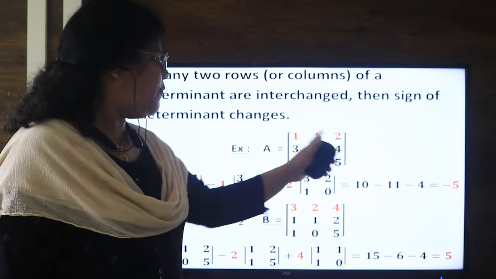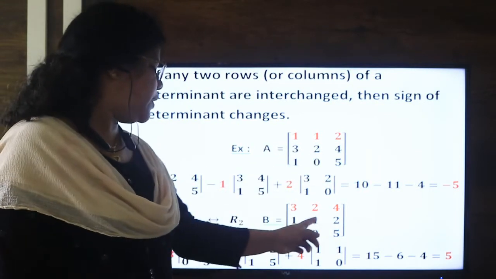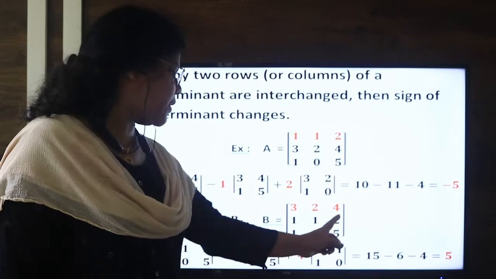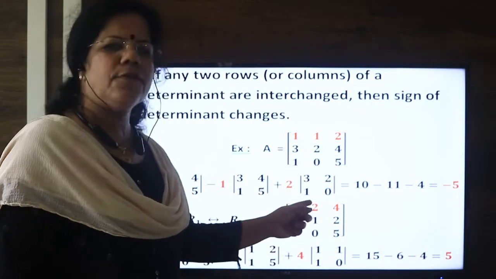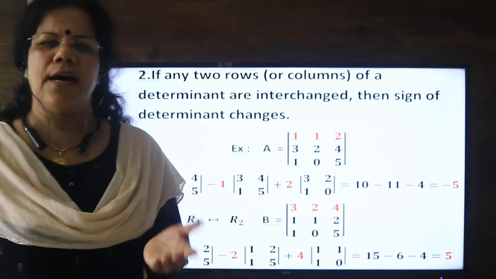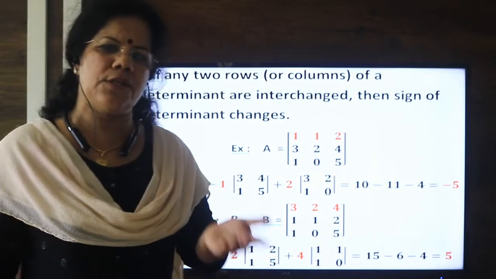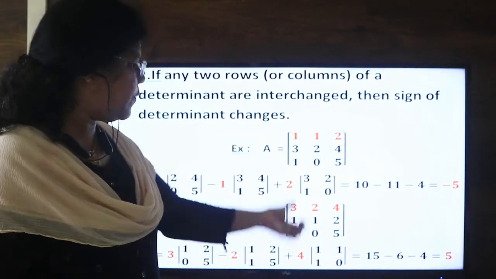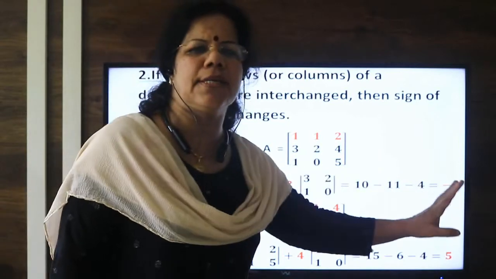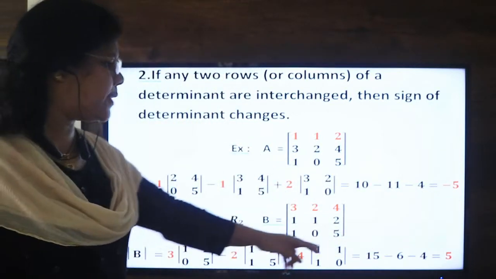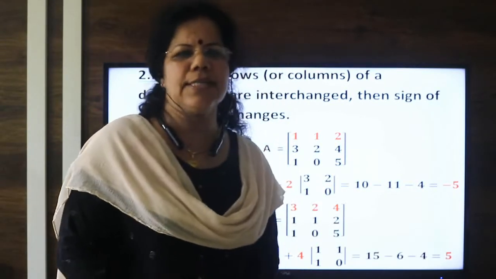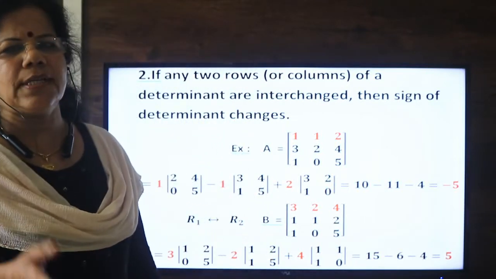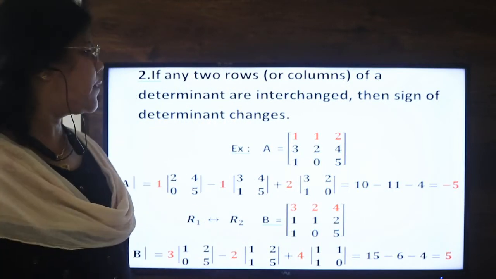Here, 1 1 2 becomes the second row. The first row becomes the second row and the second row becomes the first row. That is the only change: R1 changes to R2, R2 changes to R1. So before doing this operation, the determinant value is negative 5. After doing this operation, the determinant value is plus 5. That is the difference. Numerically the values are the same.